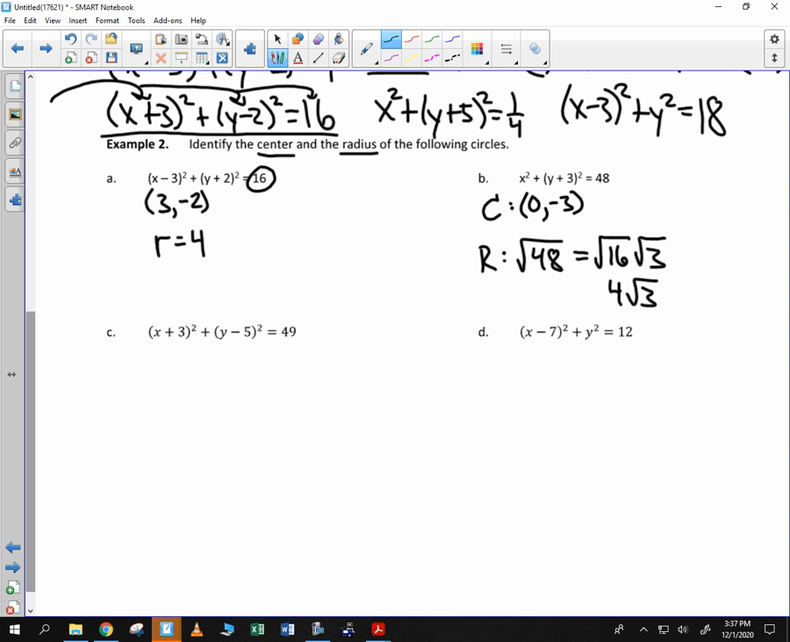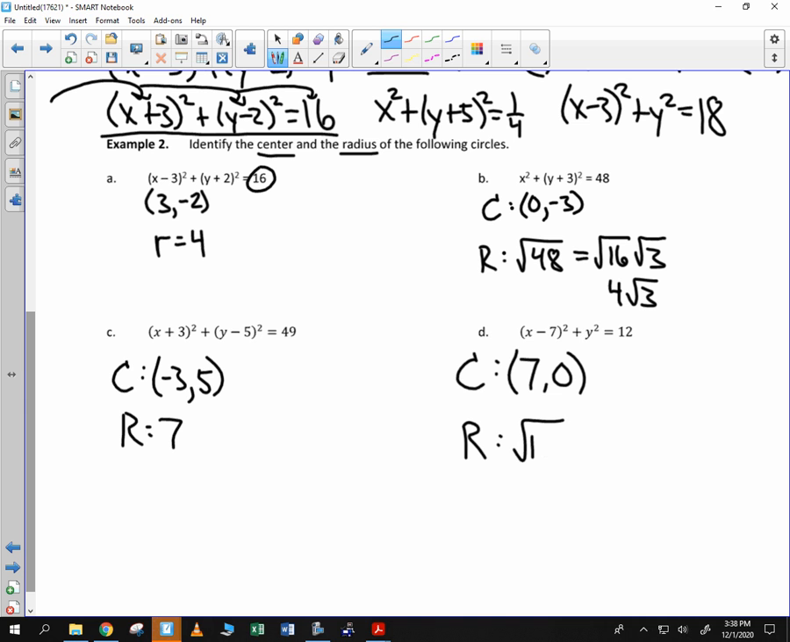Here the center is (-3, 5), and the radius is 7. Here the center is (7, 0), and the radius is the square root of 12. You can simplify the square root of 12: square root of 4 times square root of 3, or 2 root 3.